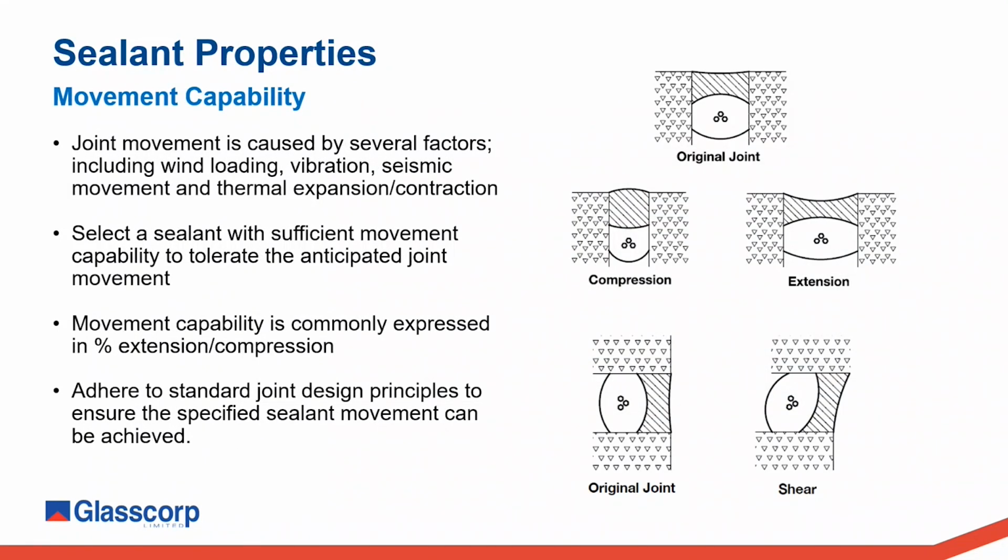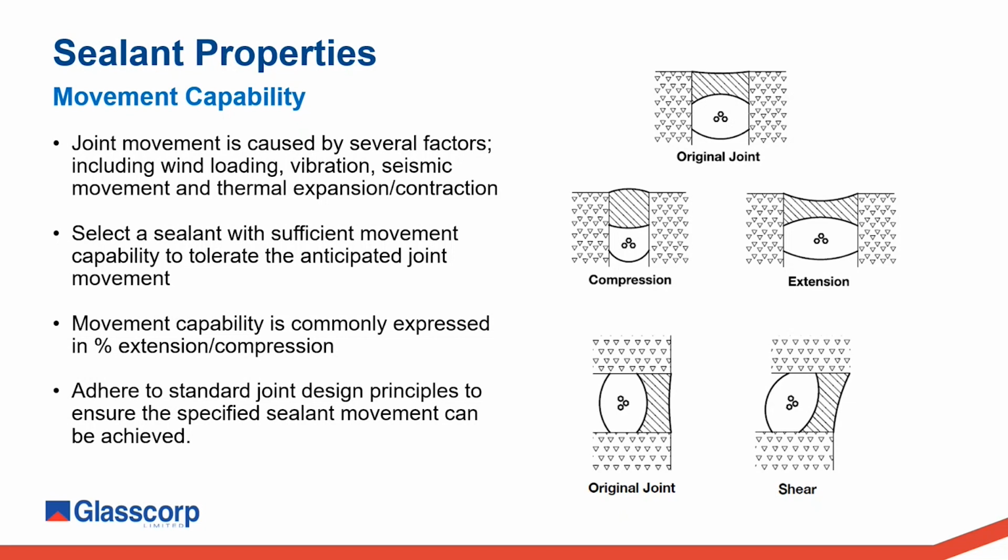After you are confident that the sealant that you're considering will be able to adhere to the relevant substrate, the next factor that we normally consider is movement capability. So joint movement can be caused by several different factors, including wind loading, vibration, seismic movement, and thermal expansion and contraction of substrates. Understanding what degree of joint movement is expected in your application will allow you to select a sealant that has the sufficient movement capability to be able to withstand this expected movement.